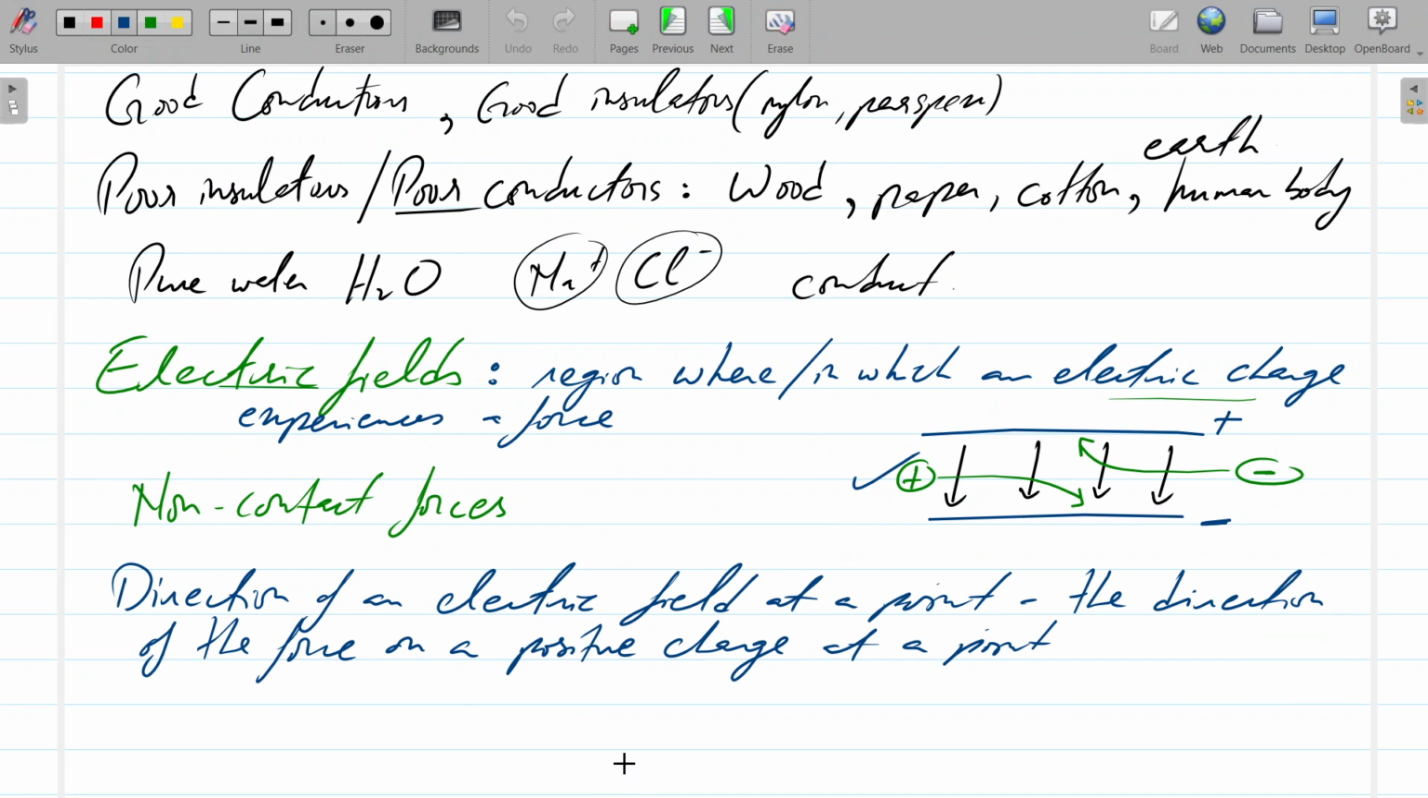Now, when we're talking about good conductors and insulators, you've got good conductors and good insulators. So, materials that conduct very well and materials that don't allow electricity to pass through, and they do a very good job at that, right? Such as plastics. So that's nice. But then you've got stuff that's in between, and they are poor insulators as well as poor conductors. So they don't exactly stop electricity from flowing through, and they don't allow it to go through very well either. So it's somewhere in between. And materials like that are wood, paper, and cotton, and the earth and the human body.